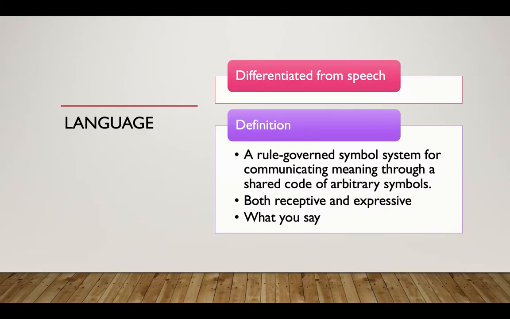Language, again, differentiated from speech, is what you say. So it's a rule-governed symbol system for communicating meaning through a shared code of arbitrary symbols. Again, this is very broad, because we can't say it's an alphabet or letters, because not everybody uses letters. Think of Arabic or Chinese, those symbols.